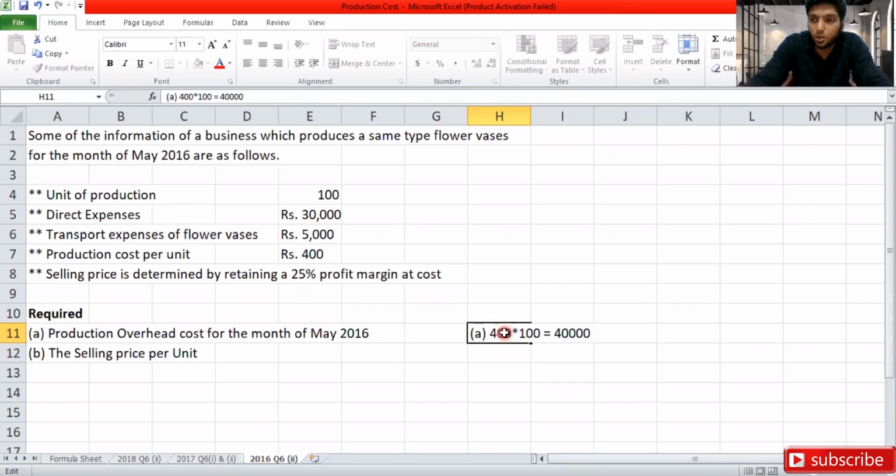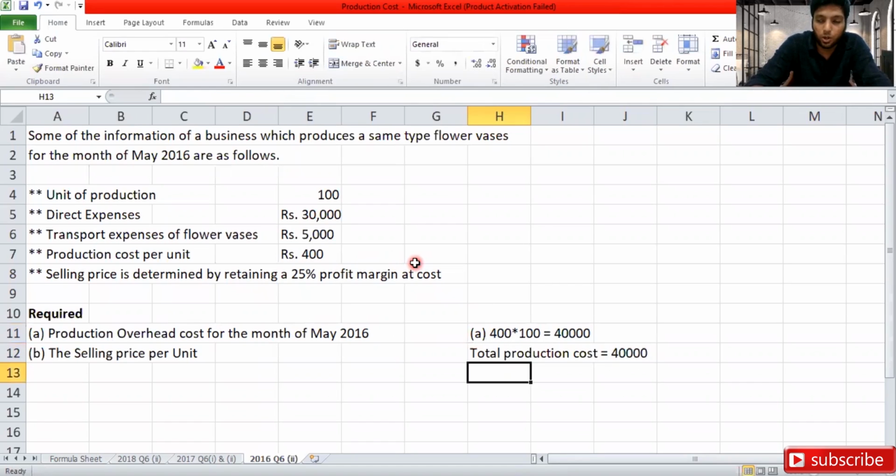But now this is total production cost we have found out. We wanted to find out production overhead cost. So total production cost we found out is 40,000. Now I'll apply the formula. You all know that total production cost has two components, which is prime cost and production overhead cost. So I can write here total production cost, TPC, is equal to prime cost, PC, plus production overhead cost. Now I know total production cost is 40,000.